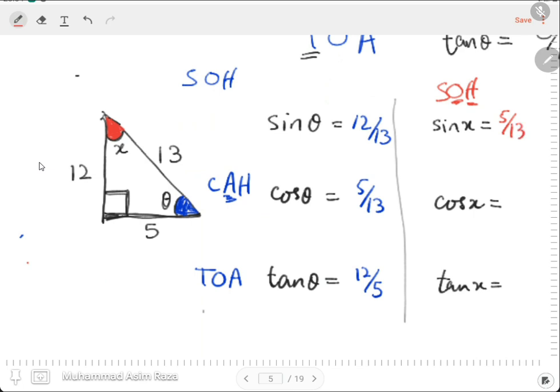And cos, you know that it is CAH, adjacent. So adjacent to this red angle x is 12, so I will write down 12 over 13. And you know that we have TOA as well: opposite is 5, adjacent is 12.